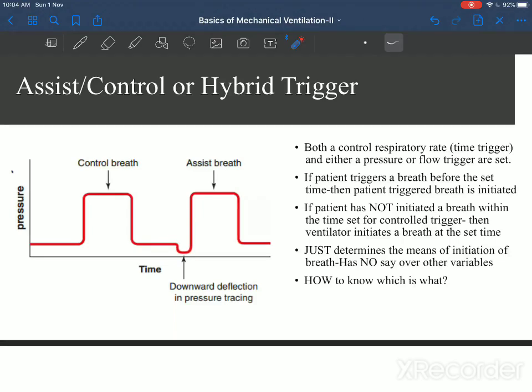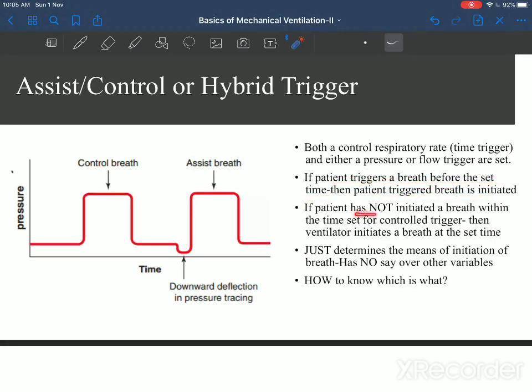So now we saw a control breath or a control trigger, which is time triggered. You saw an assist breath, or assist trigger rather, where it depended on the patient taking in a flow or dropping some pressure. Correct? So a combination of both is called assist-control or hybrid trigger. I think most of you must have seen this A/C in your ventilators, isn't it so? So both a control respiratory rate and either a pressure or flow trigger are set. What is the importance here? If the patient triggers a breath before the set time, then a patient-triggered breath will be initiated.